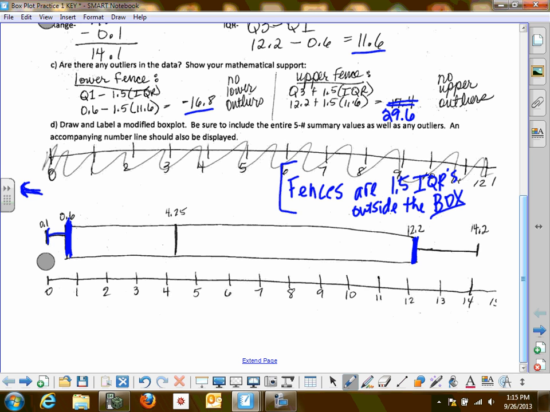Okay, and so then for the upper fence, it's at 29.6, and so it's way out here to the right, so it's off the chart as well. So we do not have any upper outliers, so I just put this at the largest part of the data, and there it is. Okay, questions on that?